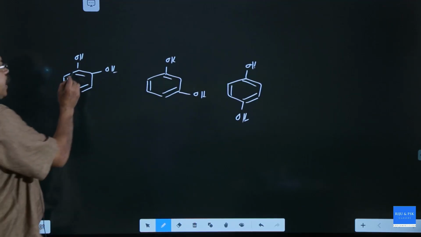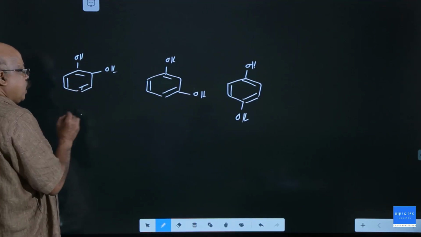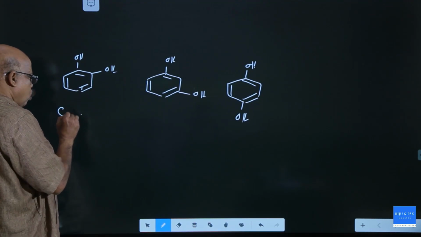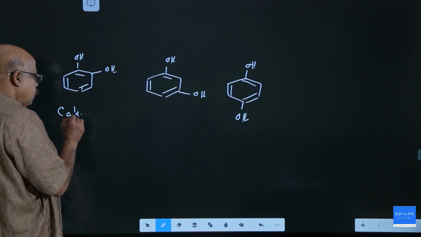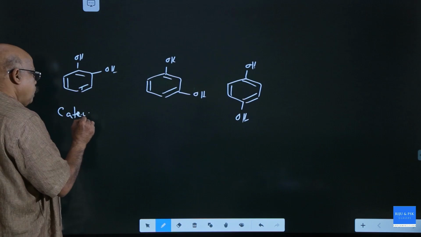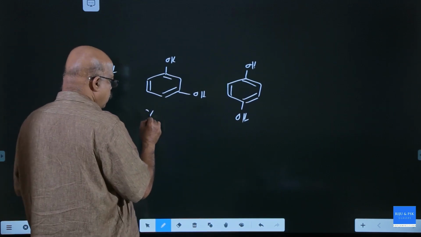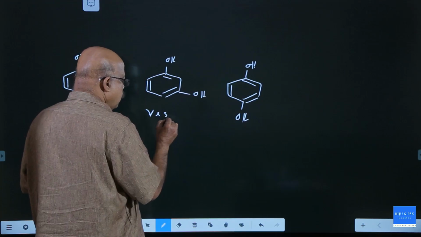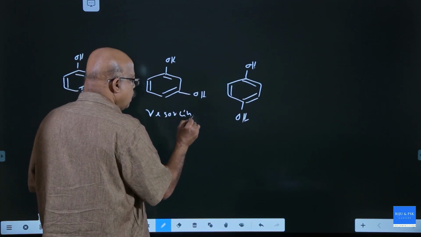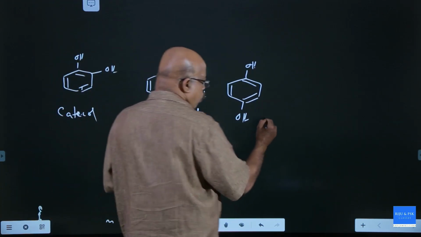They are commonly called catechol, resorcinol, and quinol.